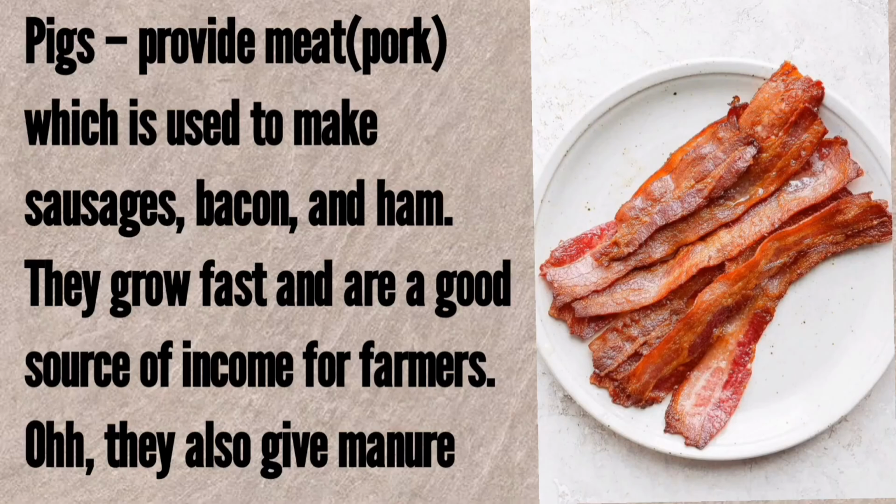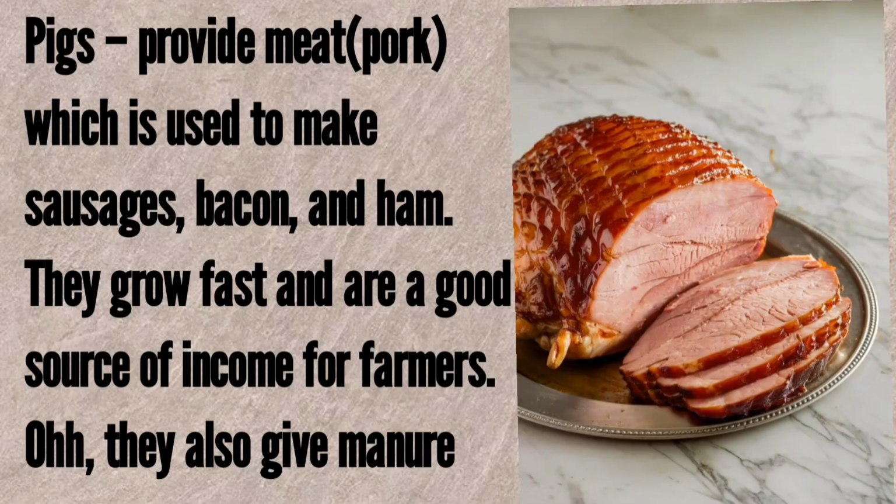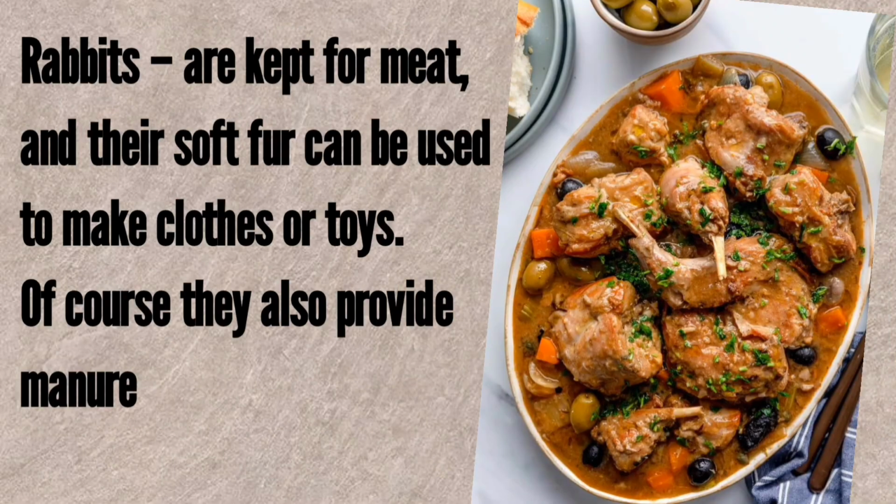Pigs provide us with meat, which is called pork. This meat is used to make sausages, bacon, and ham. They grow very fast and are good sources of income for farmers. Oh, they also give us manure.